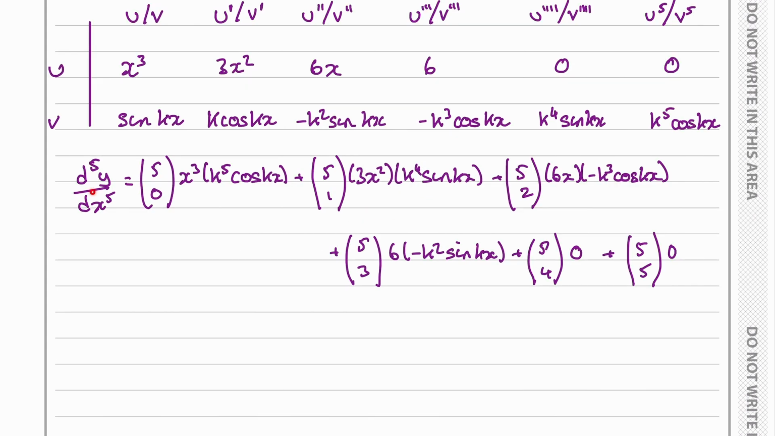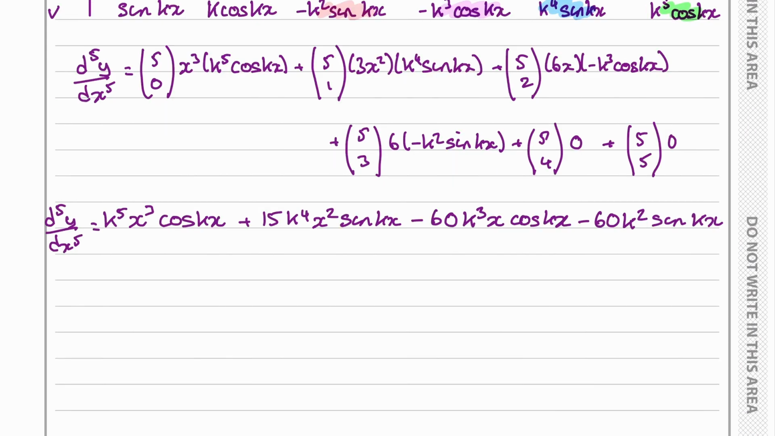So this will give us the fifth derivative of y will be 5 times 0 of this one and this one, then 5 times 1 of this one and this one, 5 times 2 of these two, and then 5 times 3 of each of these. When we've got 5 times 4, the product will be 0, and the same for 5 times 5. So now we can simplify all of this by working out each of these and multiplying it by the coefficients of the x term. So at this point, we can begin to factorize out the terms.